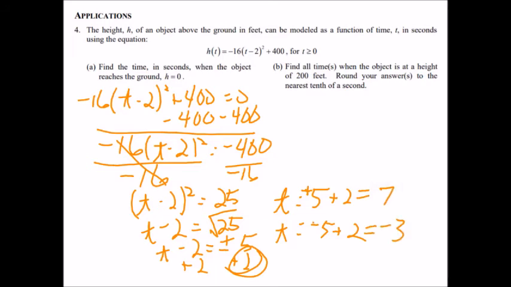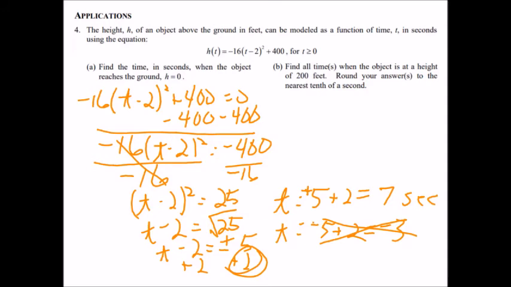But if we're talking about an object above ground and t is time, negative 3 would be negative 3 seconds, which means we'd be going back in time, which we can't do right now. We don't have the technology. So this one doesn't make sense. So it's 7 seconds.